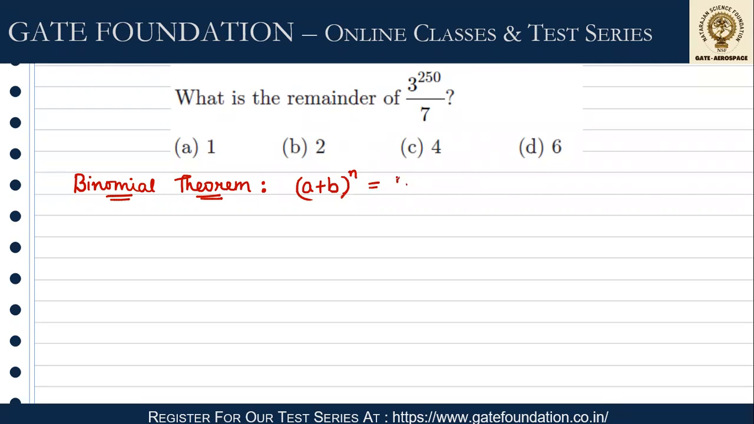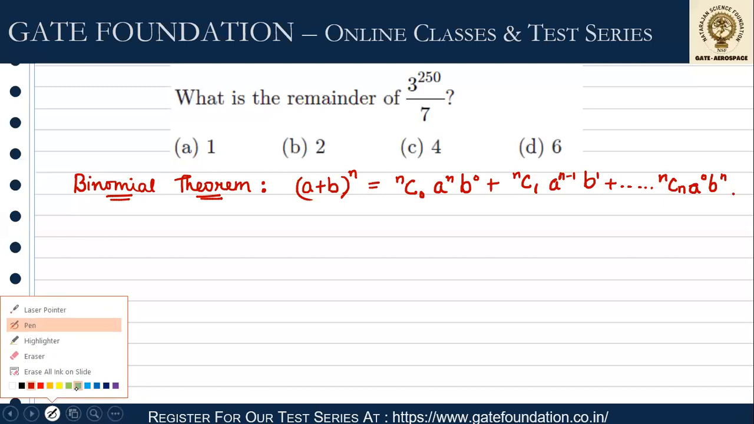So we get nC0 a raised to n b raised to 0 plus nC1 a raised to n minus 1 b raised to 1, and it goes up to nCn, where we get a raised to 0 and b raised to n. Right. So this kind of theorem is used, and we are going to use this theorem. I'll tell you at the end why we are going to use it.